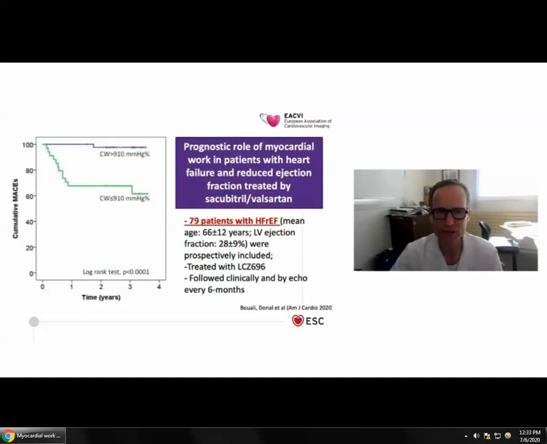We were able to demonstrate that we can use this parameter to predict the reverse remodeling when we change the treatment from an ACE inhibitor to sacubitril valsartan. And you see that the risk of event, if you have a constructive work greater than 900 millimeter of mercury per percent, is very low as compared to the patient who have a constructive work below 900 millimeter of mercury per percent when you start the treatment by sacubitril valsartan. So it means that you can use this echocardiographic tool to define the risk of your patient when you have to decide for a CRT device implantation, but also when you have to manage the medical treatment. So it's not only for CRT device implantation, it's also to improve the way you apply medical treatment in patients with heart failure.